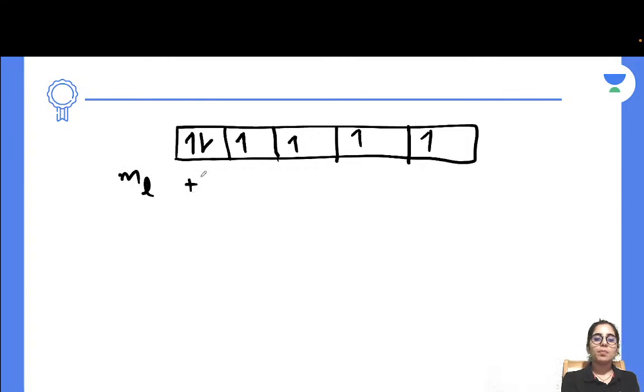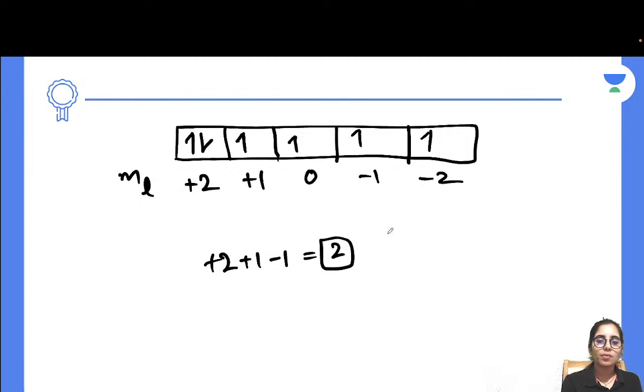ML values will be +2, +1, 0, -1, -2. So the +2 and -2 get cancelled out. Then I'll have +2 remaining, +1 and -1. That is going to give me just 2. So that will behave as L, and summation MS will be equal to 4 by 2, which is just 2 again.